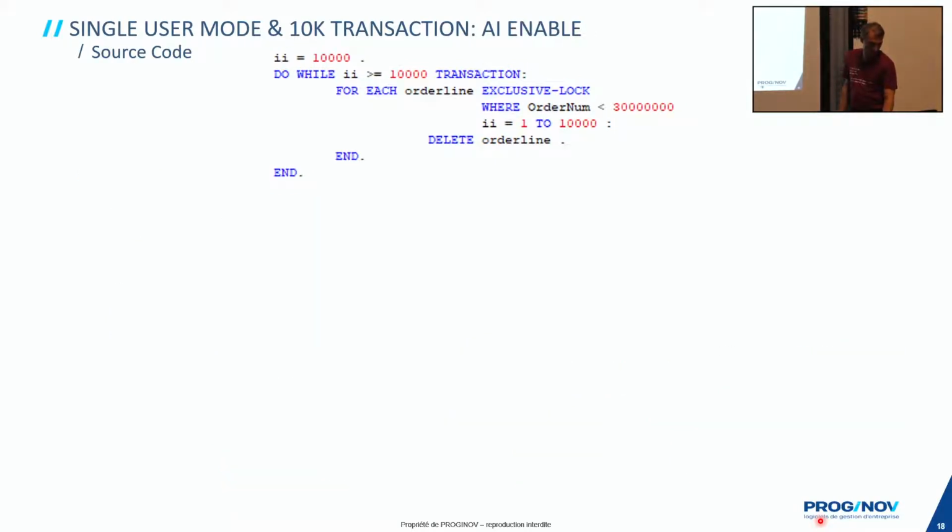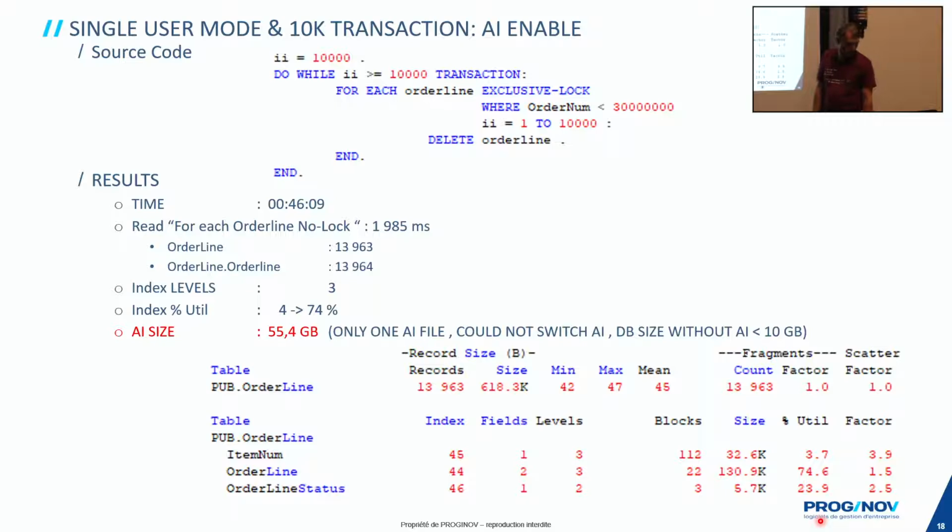Okay. For this test, after imaging is enabled. I'm deleting 100 million records with transactions of 10,000. So it took more time, more than 46 minutes. The reads on order line and index order line are quite similar. Something special is the size: there is more than 55 gig of notes, but it's only in one file.